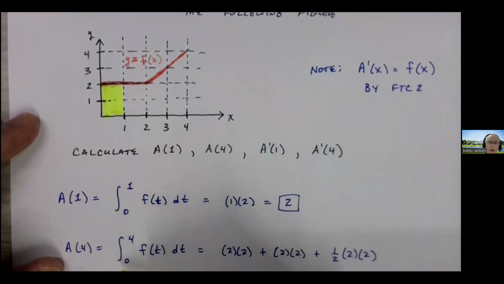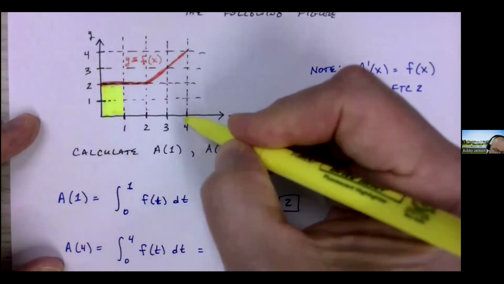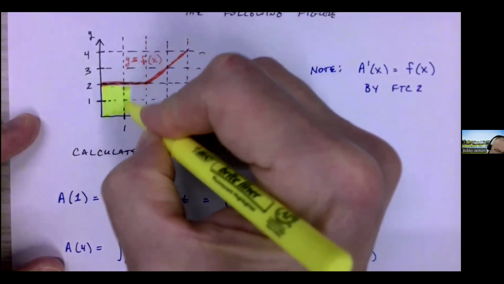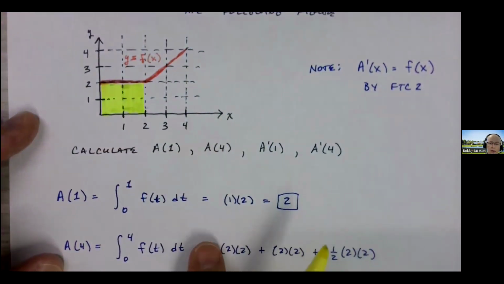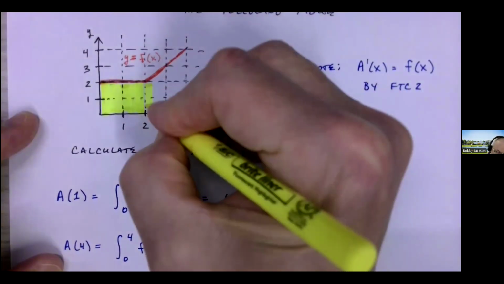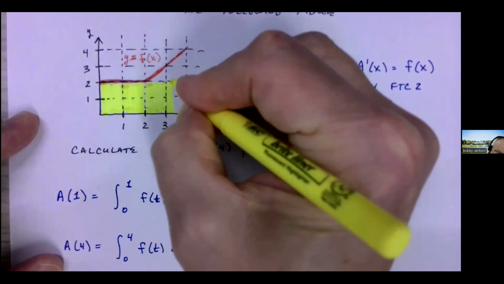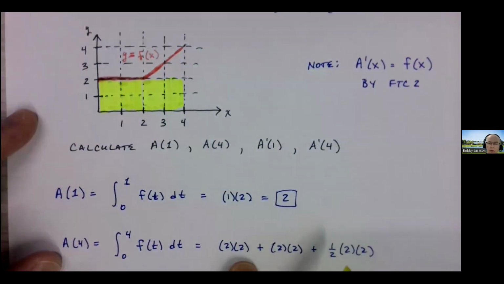A of 4 would be the integral from 0 to 4, which is going to be the area under the curve all the way from 0 to 4. So it's going to be this whole area, which I have a 2 by 2 square, so 2 times 2, that's that part. And another 2 by 2 square. I guess I could have called this one big 4 by 2 rectangle. Either way, two 2 by 2 squares gives me 4 plus 4 is 8, or a 2 by 4 rectangle, 8 square units.